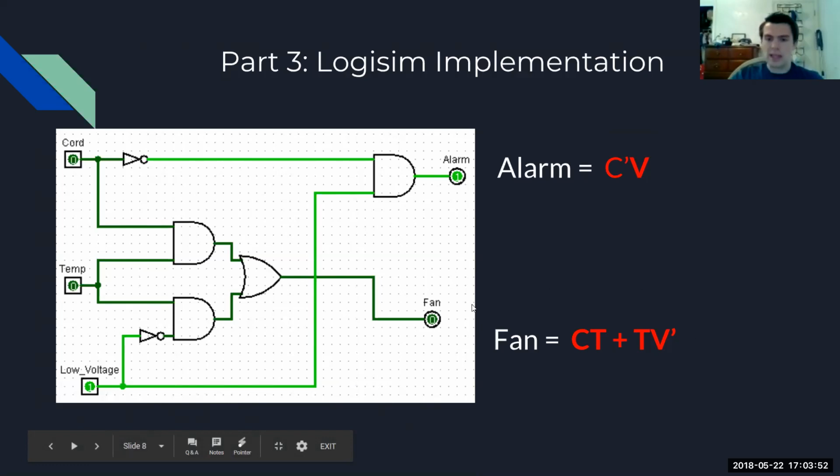As well as the equation for the fan is implemented right here. We've got our AND gate for our cord and our temperature. We've got our AND gate for our temperature and our low voltage. We've got our inverter to NOT our voltage. And then we've got our OR gate, taking the combination of those terms to produce the output for the fan.